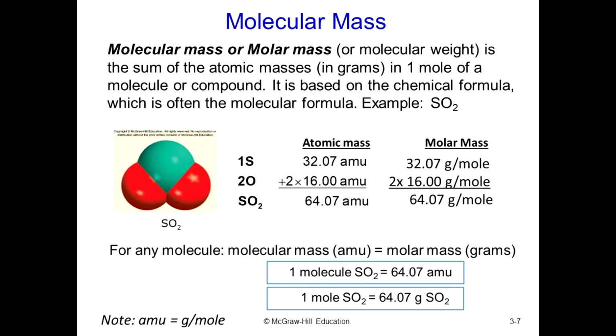And that is 2 times the molar mass for oxygen. So you have 2 times 16, and you get whatever that is, 32. And 1 sulfur is 32. So you get approximately 64. Okay, so that's the key thing to look for. Make sure you count all the atoms.